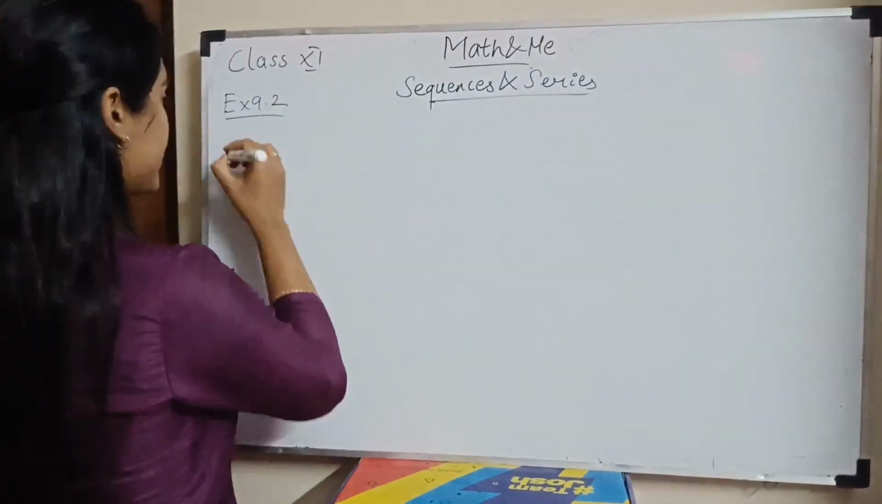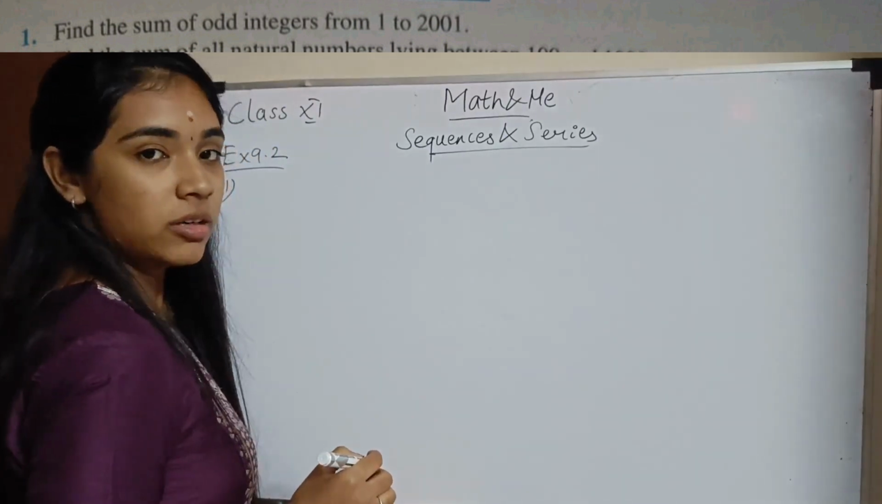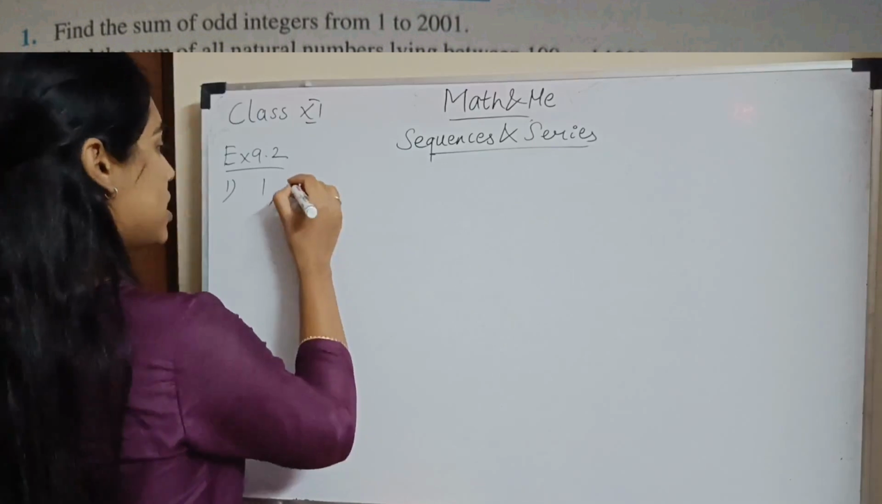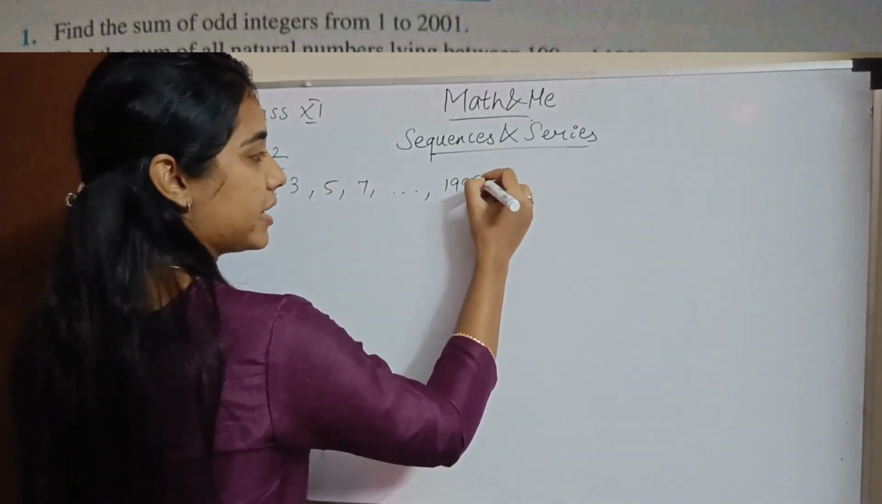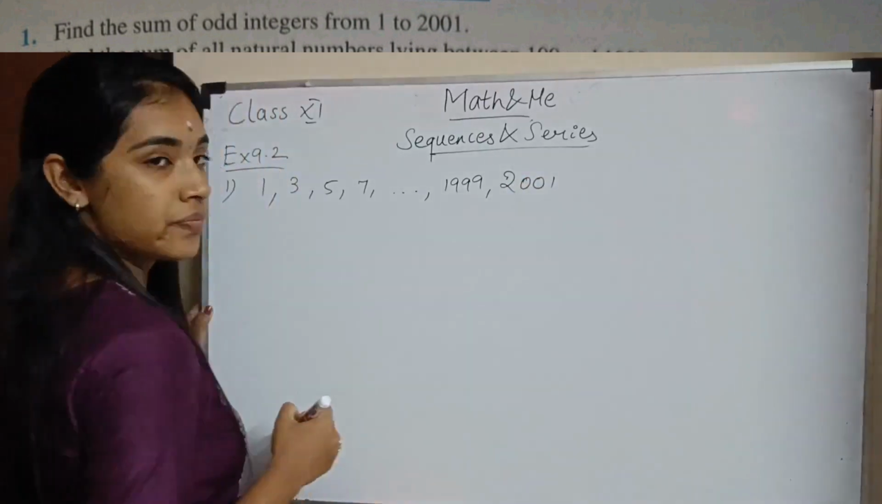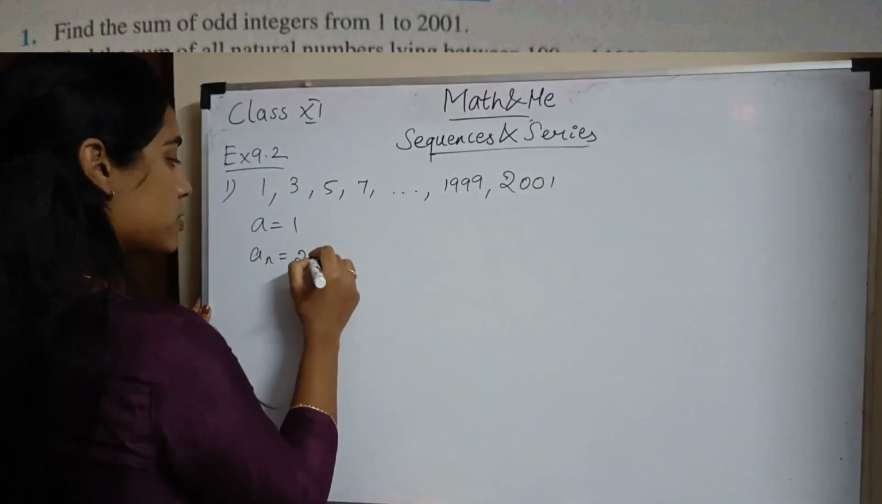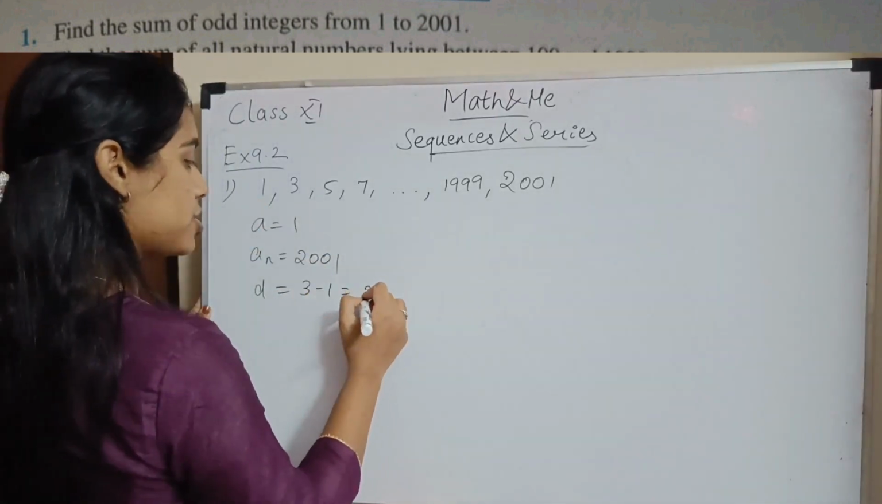Exercise 9.2, question number 1. Find the sum of odd integers from 1 to 2001. If 1 to 2001, what are the odd numbers? 1, 3, 5, 7, and so on, up to 1999, 2001. What is your first term? 1. What is your nth term? 2001. What is your common difference? 3 minus 1, which is 2.